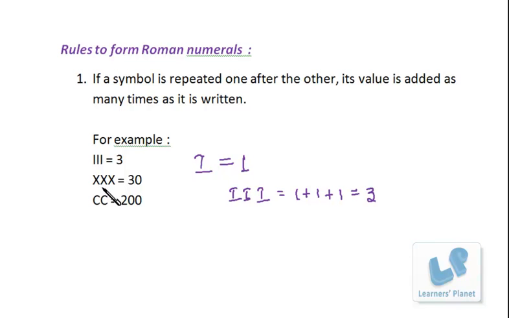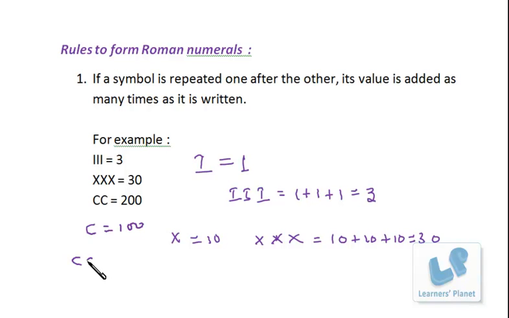Similarly, we have 3 X's over here. The value of 1 X is 10. So X, X and X is equal to 10 plus 10 plus 10, that is 30. Similarly, it's C. The value of 1 C is 100. So C and C, that means 100 plus 100, that is 200.